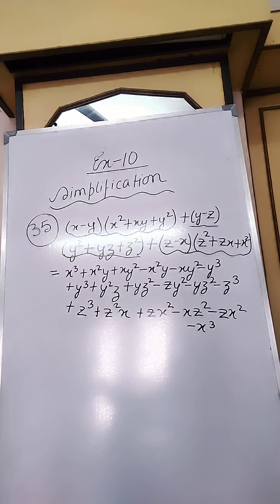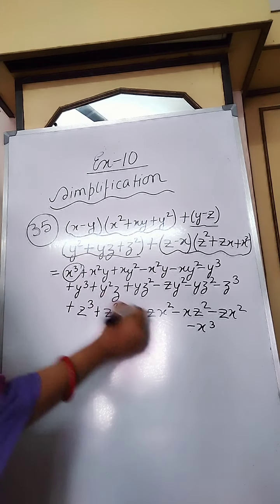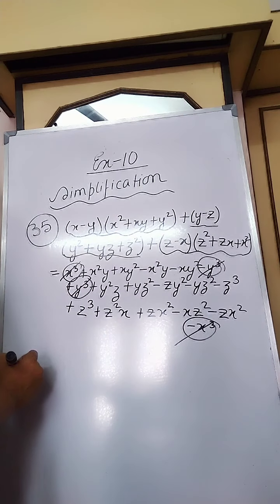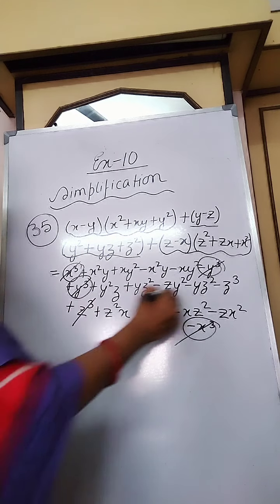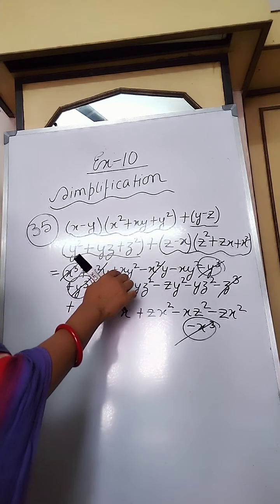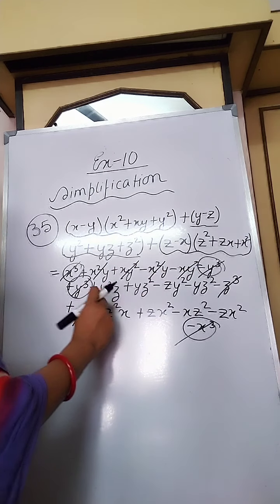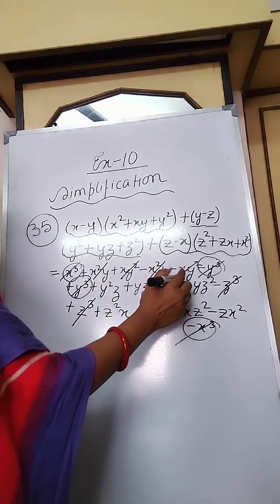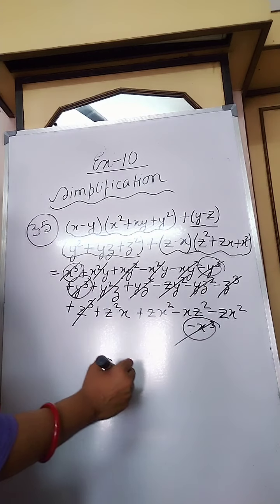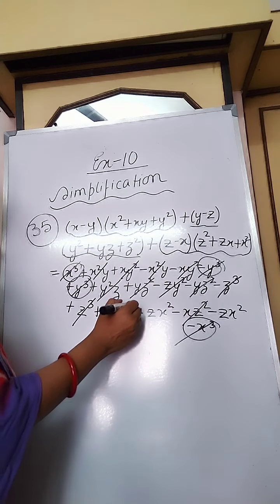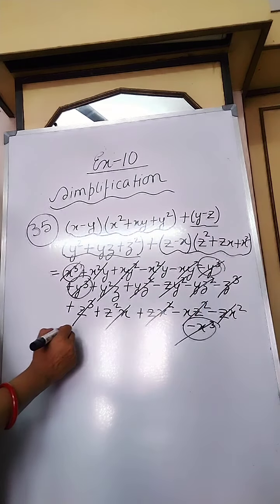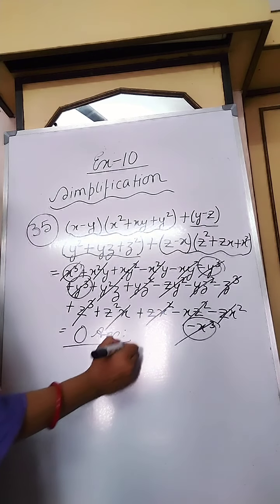So let's see what happens. Plus x cube and minus x cube will get cancelled. Plus y cube and minus y cube will get cancelled. Plus z cube and minus z cube will get cancelled. Plus x square y minus x square y cancelled. x y square minus x y square cancelled. y square z minus z y square cancelled. y z square minus y z square cancelled. z square x minus z square x cancelled. x z square minus x z square, x square z minus x square z will cancel. So you can see this answer is also coming 0. Though lengthy, the answer is as simple as that.